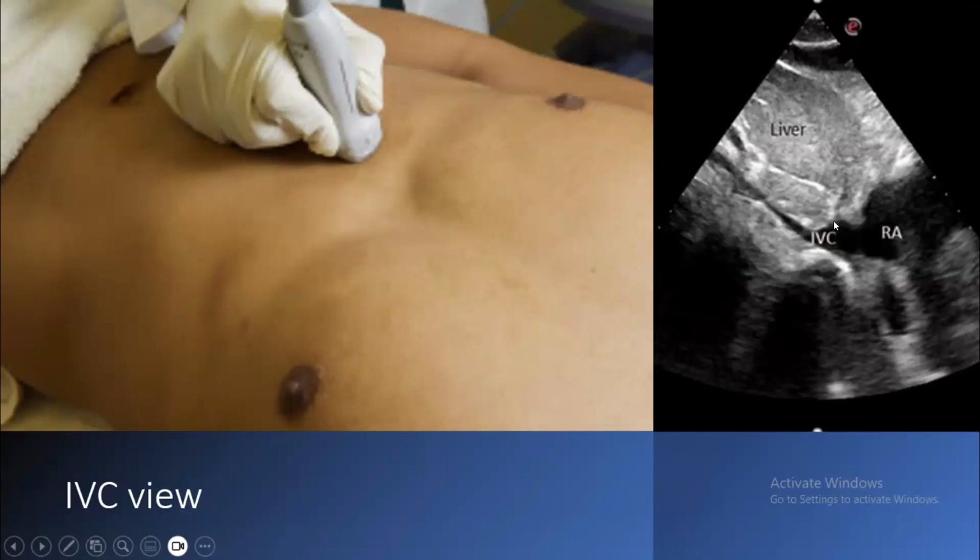There is another thing, but this will be a little bit advanced: the hepatic vein. You can see the hepatic vein coming into the inferior vena cava. But to assess the IVC, you have to make sure that it's under the liver and is coming from the right atrium.